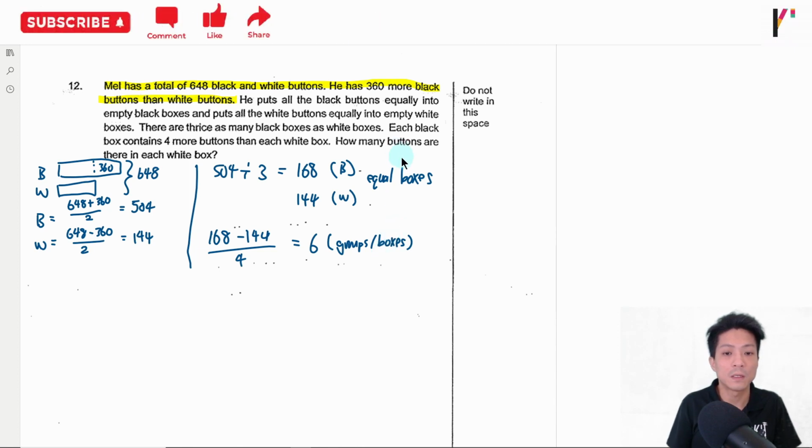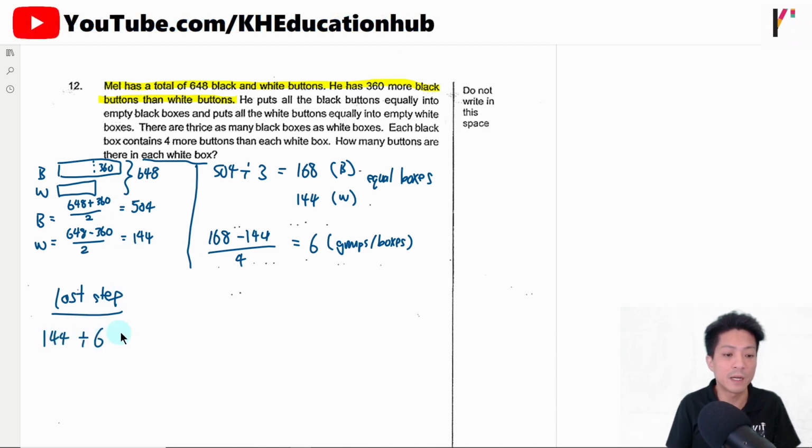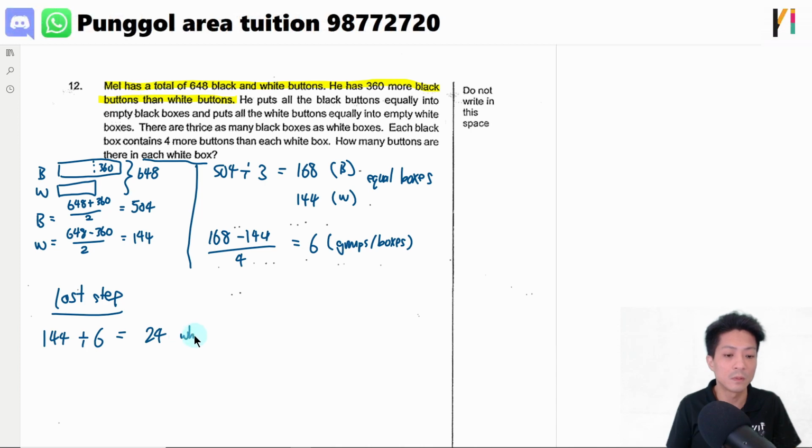How many buttons are there in each white box? The last step would be to use 144, which is the total white buttons, divided by the 6 boxes. 144 divided by 6 will give me 24 white buttons.